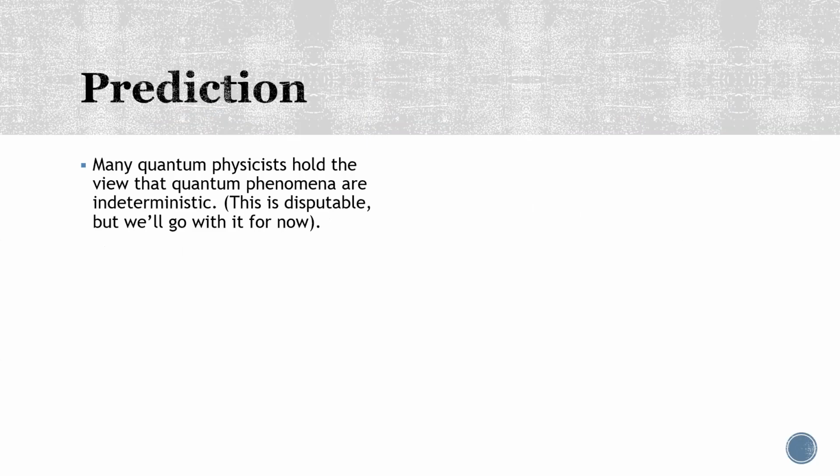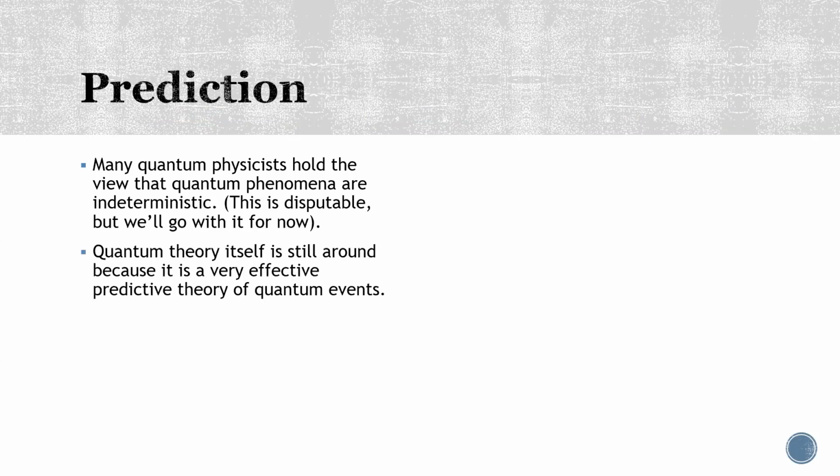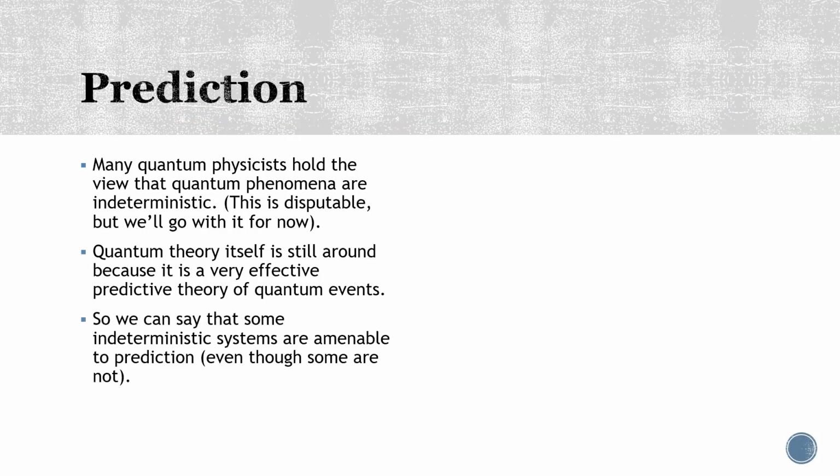For example, many quantum physicists believe that quantum phenomena are indeterministic. Now, this is disputable. That depends on which interpretation of quantum mechanics you go in for. Some of them have the consequence that quantum phenomena are indeterministic, and some models do not have that result. But in any case, we'll go with it for now. Quantum theory itself is still around because it's actually very effective at predicting quantum events. So despite the fact that there's some indeterminism involved in the model itself, it is quite effective as a predictive model. And so we can say that at least some indeterministic systems are amenable to prediction, even though some, of course, are not.